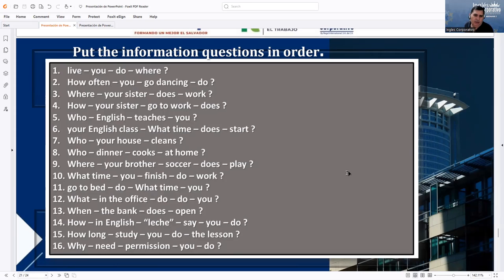What time do you go to bed? 12, what do you do in the office? 13, when does the bank open? 14, how do you say leche in English? 15, how long do you study the lesson? 16, why do you need permission?